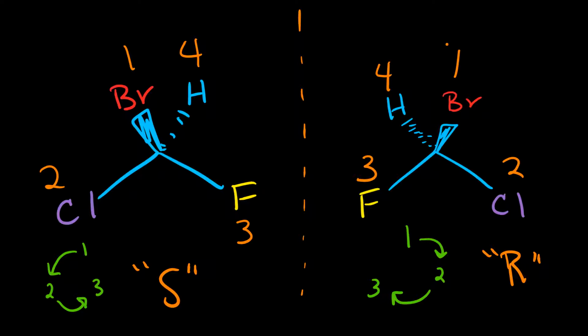So we already looked at the S configuration on the left. Now if we draw the enantiomer of this structure, which is on the right, you're going to see that you get the exact opposite configuration. The groups 1, 2, and 3 are now going in the clockwise direction. So this gets the designation R. And that's always going to be the case for two enantiomers. If one is S, the other one is going to be R. They're always going to be opposite in configuration.